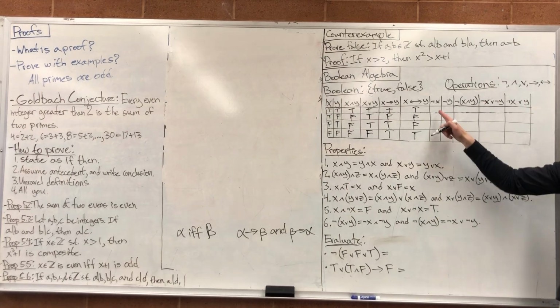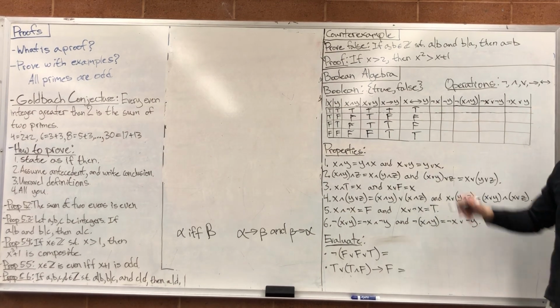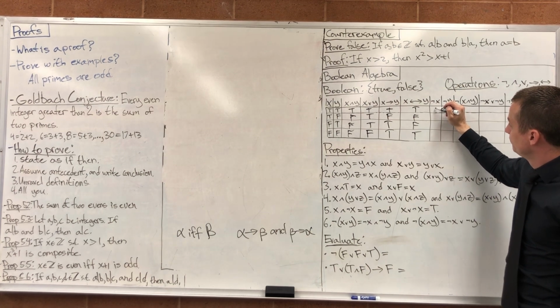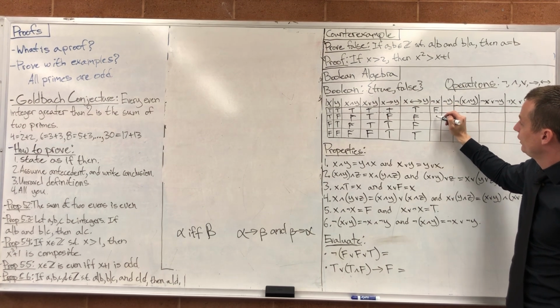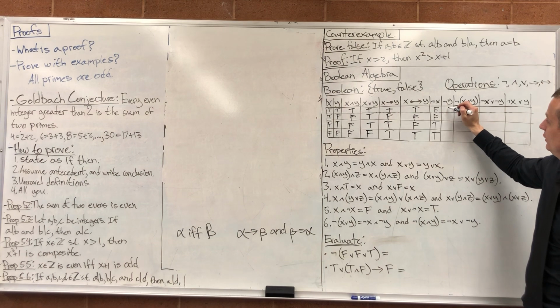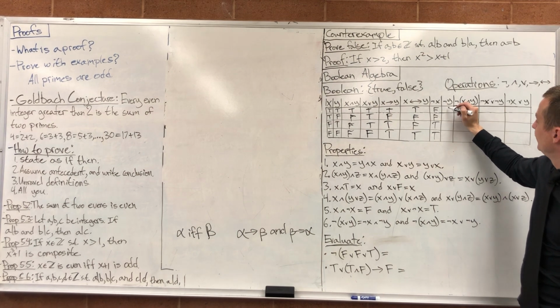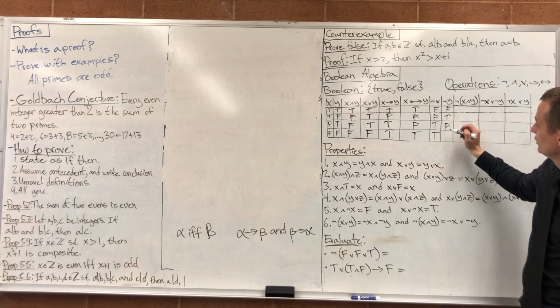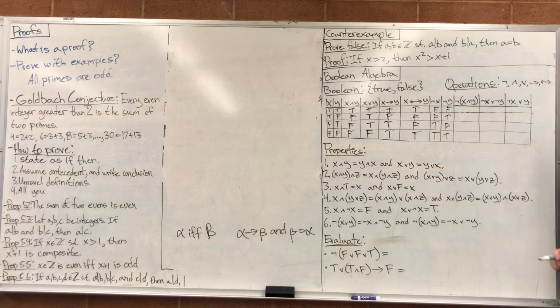Okay. Now we have our negator. Not x. If x is true, not x is false. What about here? False. What about here? True. All right, let's negate y. True, false. We're negating y. False, true, true, false, false, true. Okay.